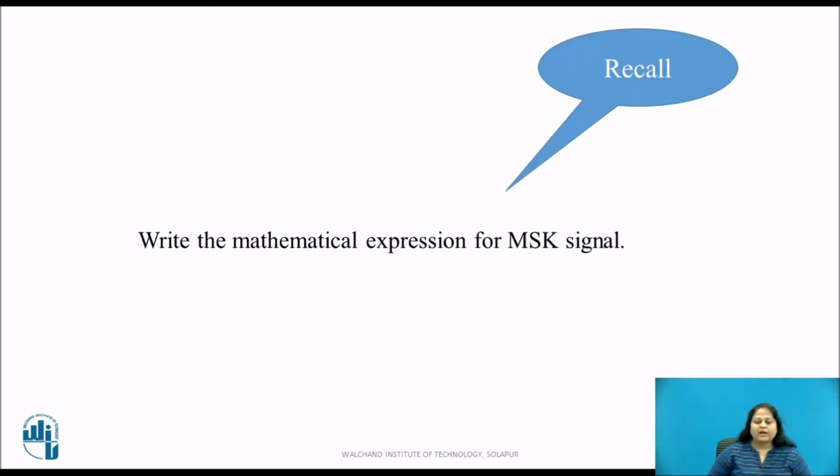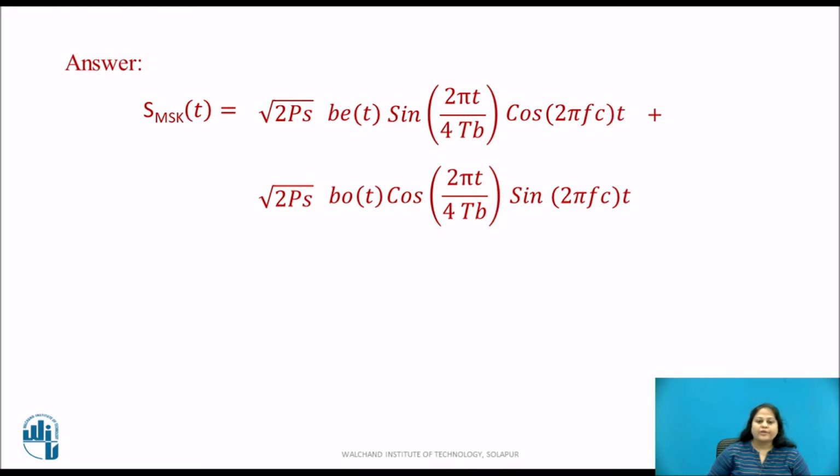Now, before moving ahead, recall MSK signaling scheme discussed in the previous session and write the mathematical expression for the MSK signal. Yes, the equation gives the MSK signal representation. As shown, it is represented as sum of product of odd and even bit stream with quadrature sinusoid of frequency Fb by 4 and quadrature carrier of frequency Fc.